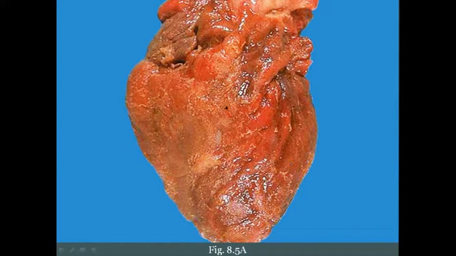So notice that you can kind of see this shaggy appearance to the surface of the heart. This represents fibrinous pericarditis. Of course, very high yield to know that fibrinous pericarditis would only occur with a transmural infarction, and you would not see it with a subendocardial infarction.